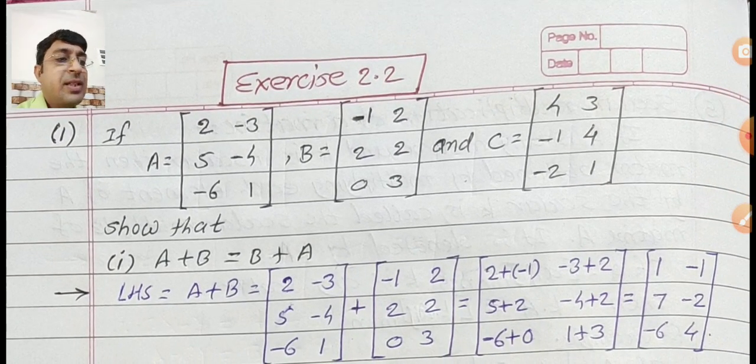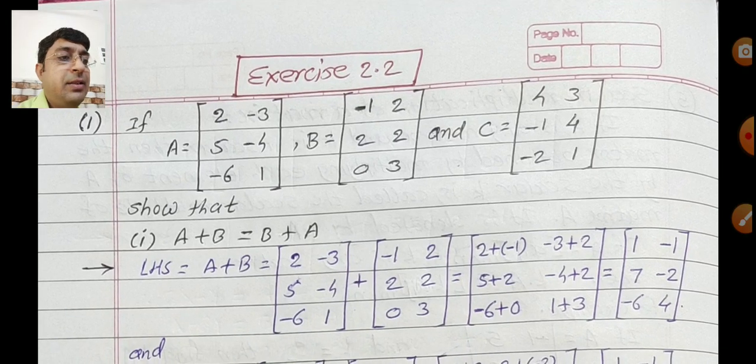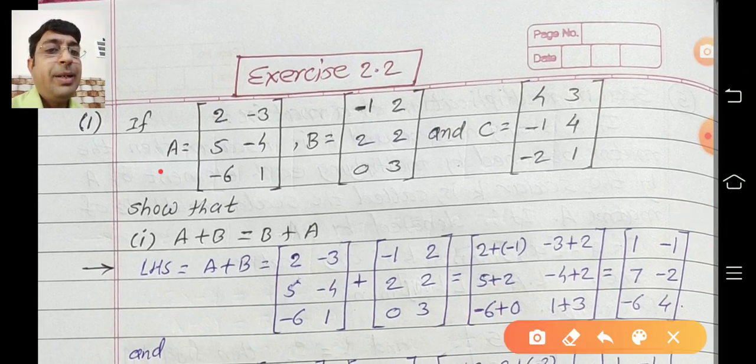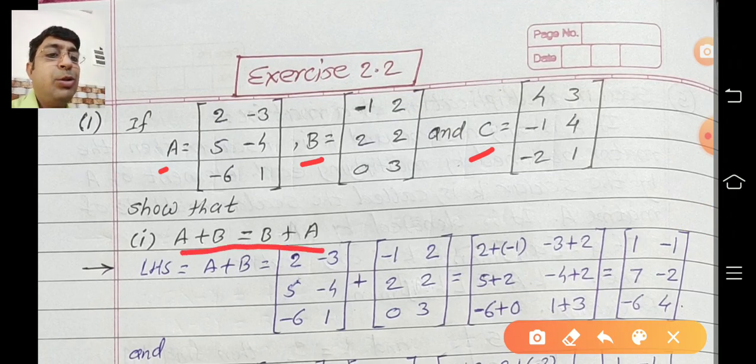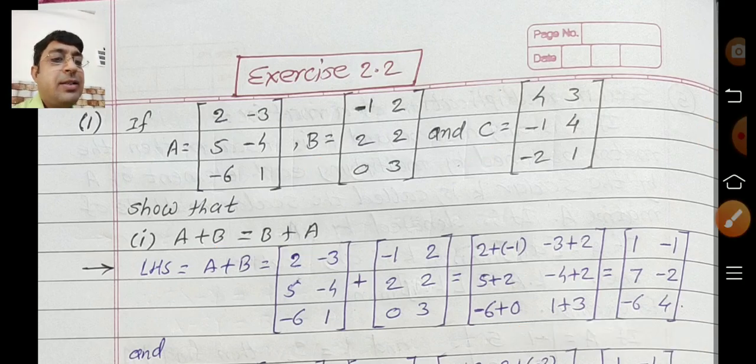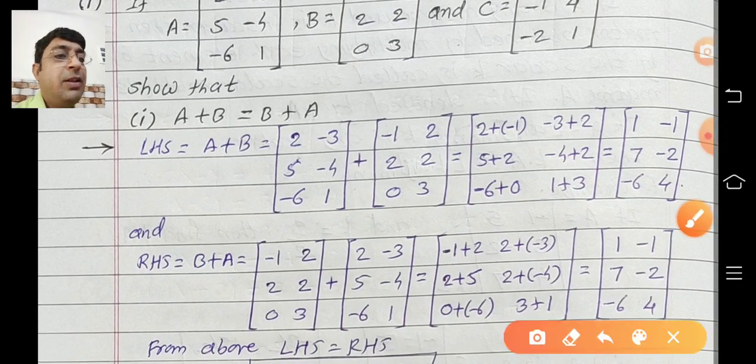Exercise number 2. Here 3 matrices are given having the order. Check now. Matrix A is given, B is given, C is given. Show that A plus B equal to B plus A. In show that, we take the left hand side and right hand side, and then afterward compare the answer.